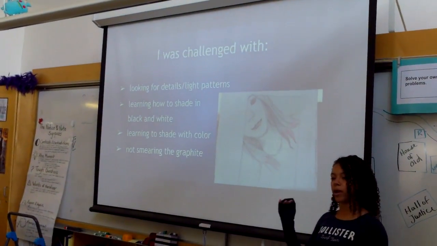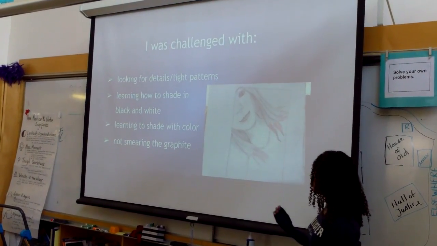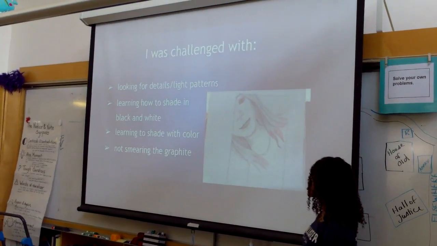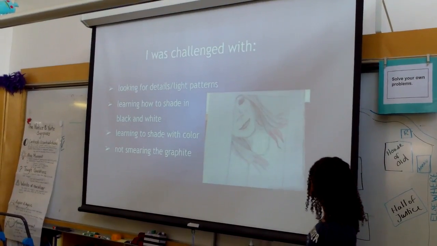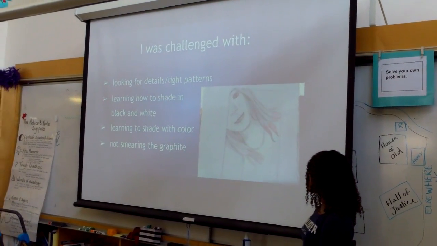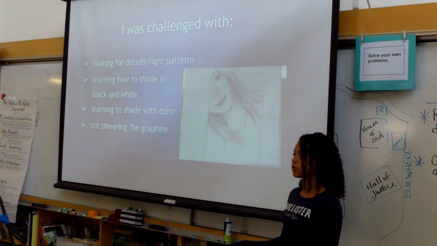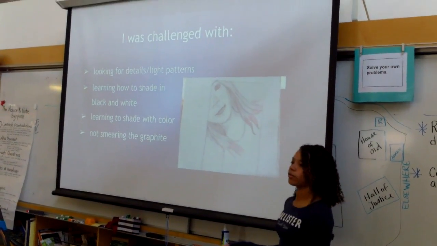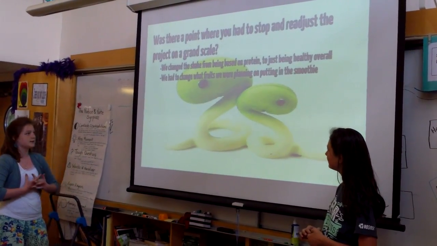You have to find where the light is coming from and where the shadows fall on their faces. What were the challenges you encountered during the project? I don't use lines to draw. I use shapes. It was hard to find fruits that also tasted well together. I'm also learning how to shade in black and white as opposed to color. And we had both fresh and frozen, and we didn't know which ones tasted better. And a lot of the fruits had the same flavors, so they were the ones that I was also learning how to not smear the graphite when you're drawing. You're going to smudge the graphite on the paper and you get shadows. There was a point we had to stop and readjust our project on a grand scale.